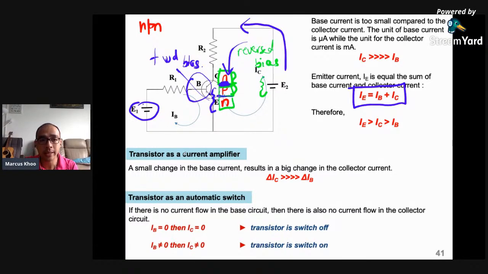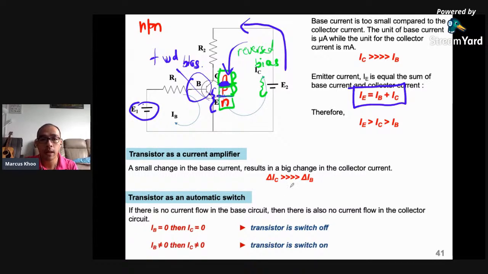Now, the second one is the transistor can also function as a current amplifier. As we said just now, the current over here is very small and the current over here is very big, usually hundreds to 1,000 times more. So all you need is just a little bit of current here, and then here the current can flow much, much bigger. And we will look at this current amplifier in a little while. How does the transistor amplify the current?